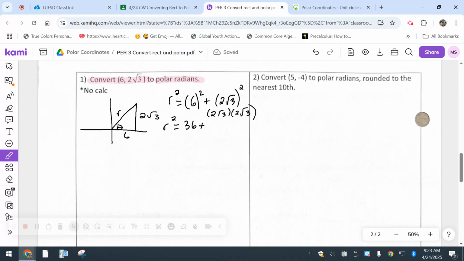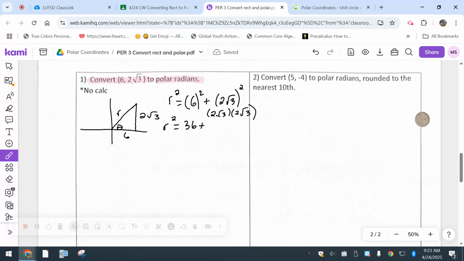Okay, I'll give you a second to try to figure out what that would be. You always keep, I call it the innies and the outies, right? So the innies go together. Those are the numbers under the square root, and the outies go together.